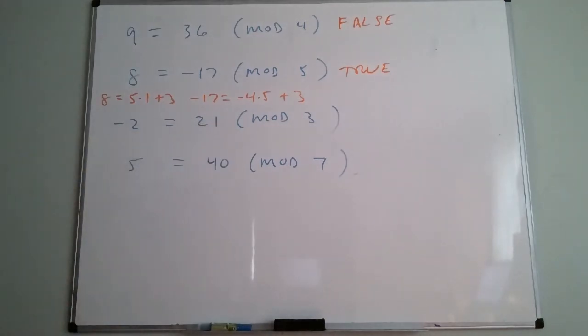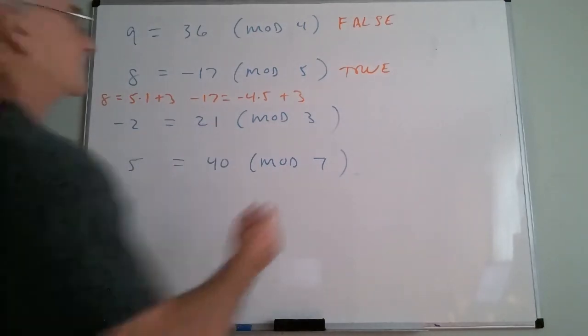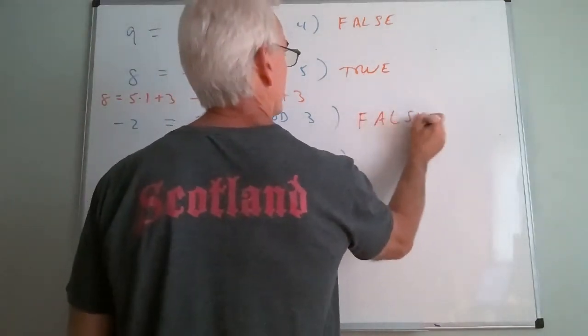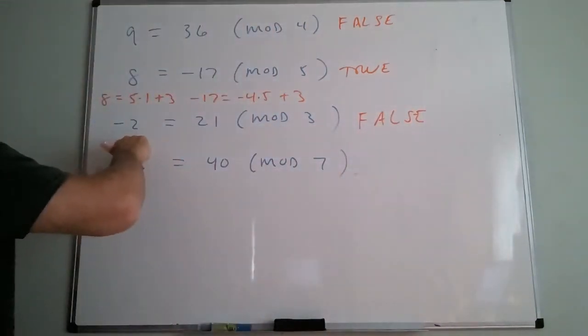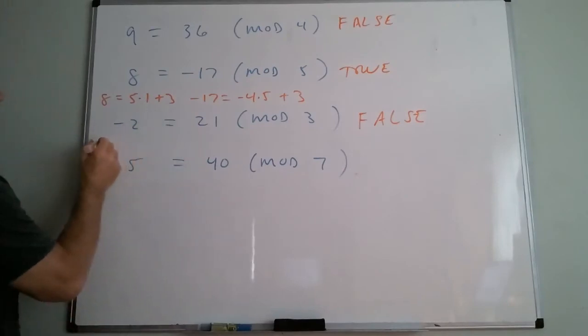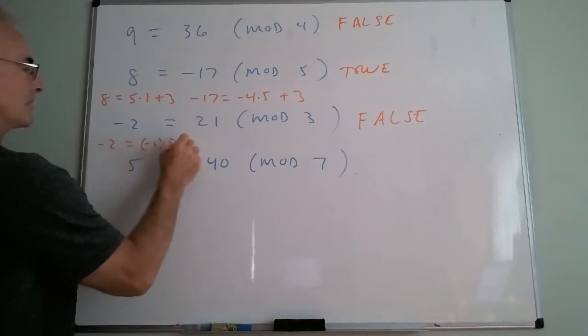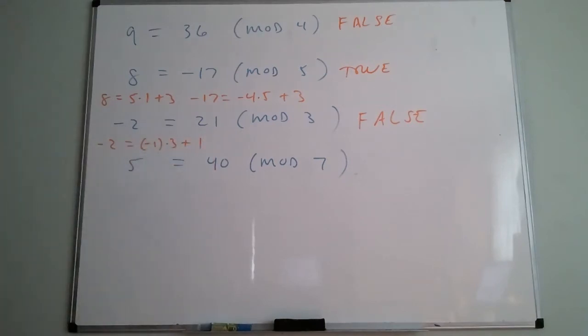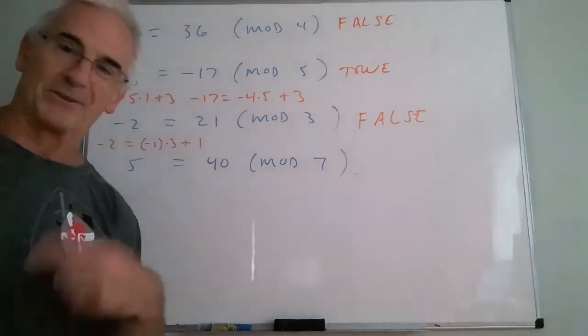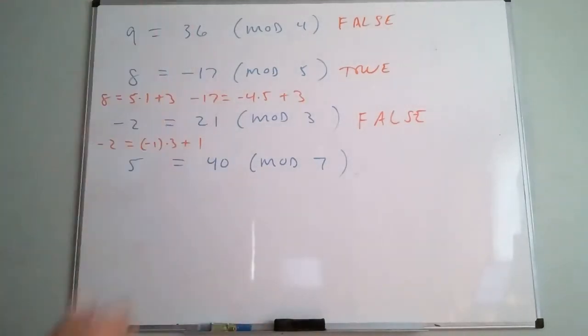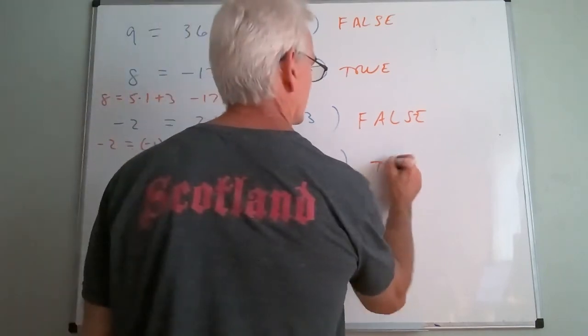Next one, true or false? False. Because -2 mod 3, that's a tricky one. -2 mod 3 is actually 1. It's not 2. That would be a common mistake. And what's 21 mod 3? 0. Yeah, because 3 goes in. Whenever it's 0, that's supposed to be easy because it goes in that many times. And the last one? True.